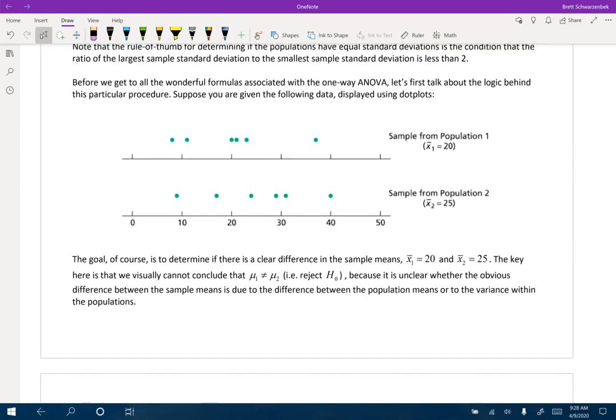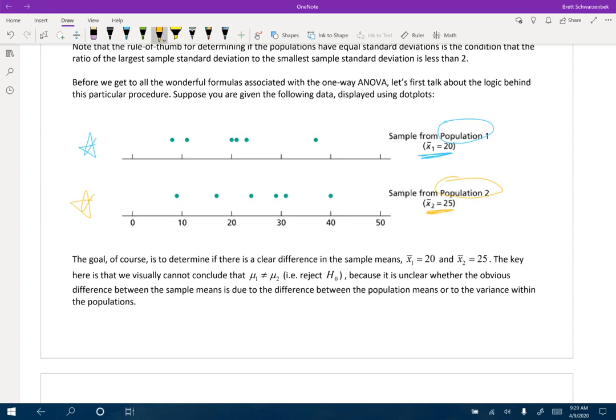Alright, so let's continue a little bit with the logic here. This is a little bit challenging, this next concept, but it's just about understanding the difference between things that affect the difference between sample means. If you look at this picture, what we have is dot plots from a sample from each population we're dealing with. Let's say we have population 1, in which we take a sample and it looks like 1, 2, 3, 4, 5, 6 data points. Their mean is 20. We have another population, population 2, in which we have another sample in which the mean is 25.